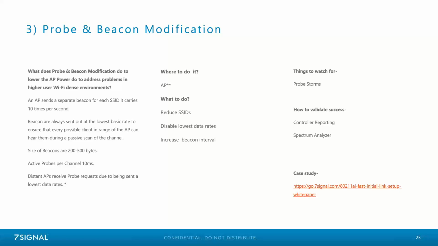Right? So again, you want to reduce the SSIDs. If you have an SSID that's used once every special occasion, disable it. If you have SSIDs that aren't being used, turn them off, right? There's no harm in that. You'll notice that will help with reducing the airtime utilization of just pure management frames, right? Disable lowest data rates. We'll talk about this in another slide. And then again, increase the beacon interval.